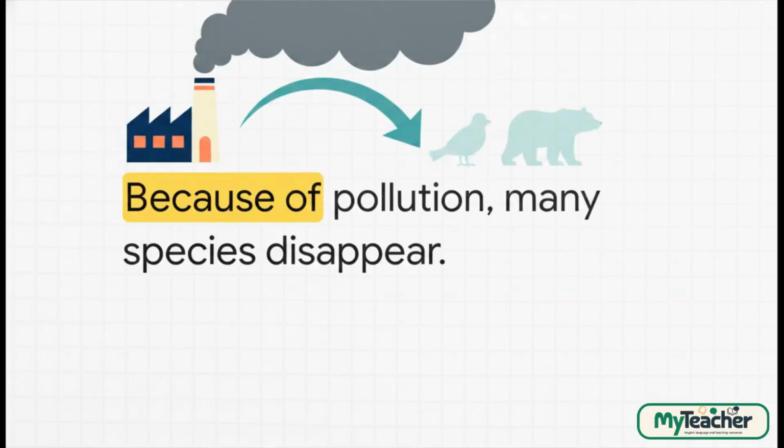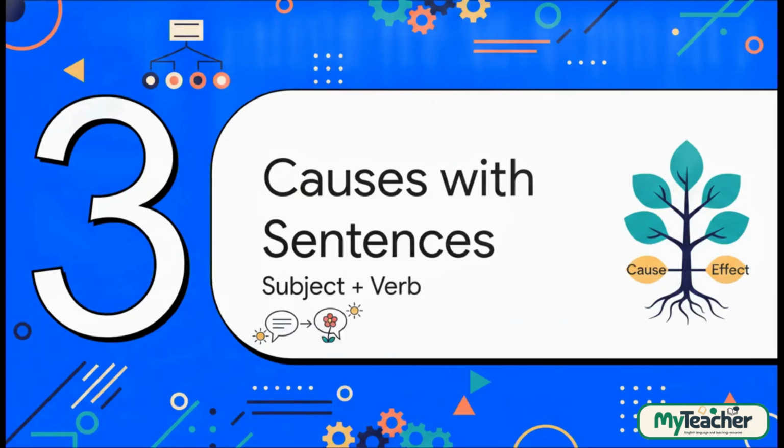Let's read an example together. Because of pollution, many species disappear. Notice the words because of. What comes right after them? Just the word pollution. Pollution is a noun. It is not a full sentence. So remember, always use because of with a noun. Great job! Now, let's look at our second group.